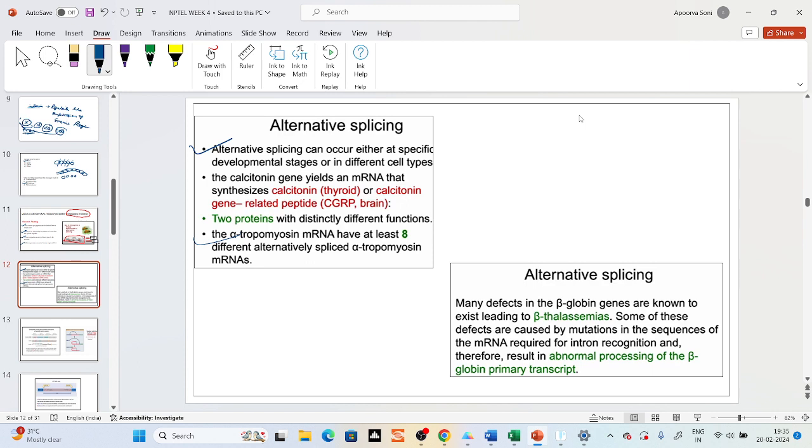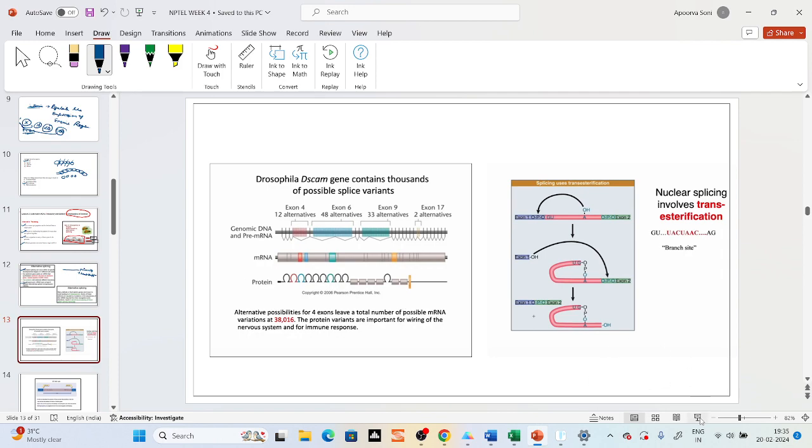So what they are saying, this is your primary transcript of beta thalassemia gene. Now, because of certain mutations that happen, the processing is disrupted, and because the processing is disrupted, your beta thalassemia is caused. This is again an example: abnormal processing of the beta globin primary transcript. Okay, so there are many examples like this. Then again there is another example, I'll just tell you.